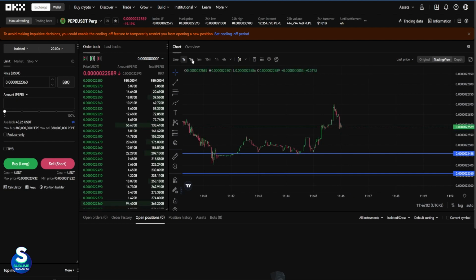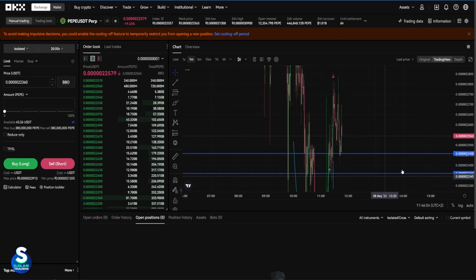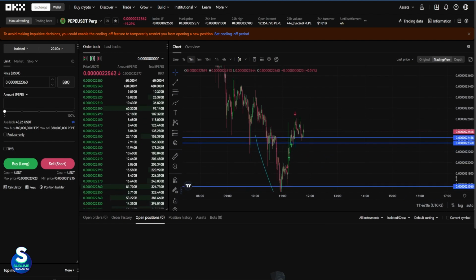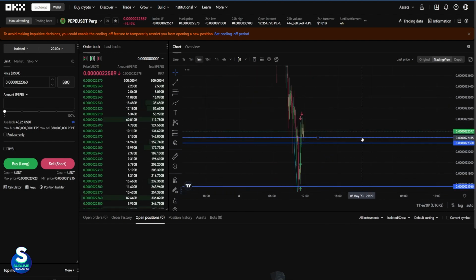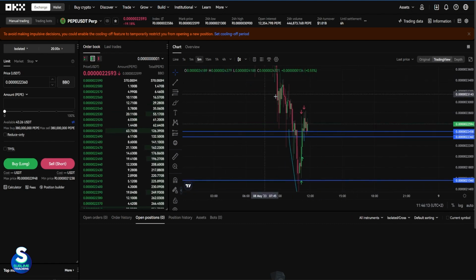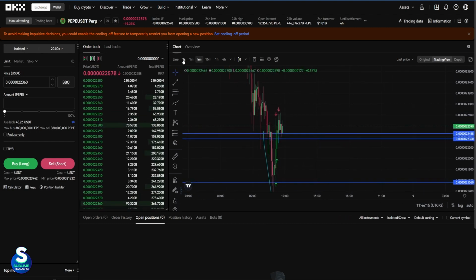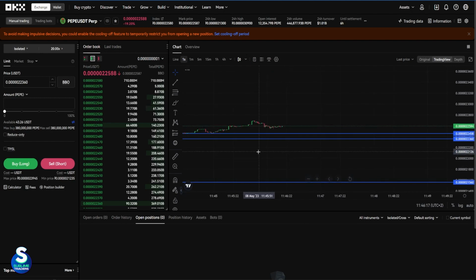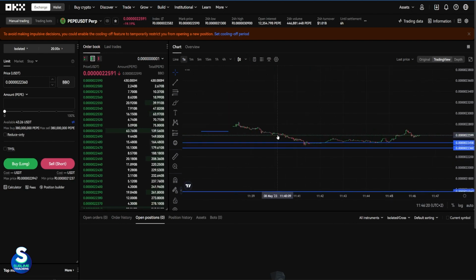So just waiting for the setup to pop. Confirming on the 1 minute. Also, we can go up to the 5-minute chart if it says more. Going higher doesn't really make sense because we are trading on the 1 second time frame.